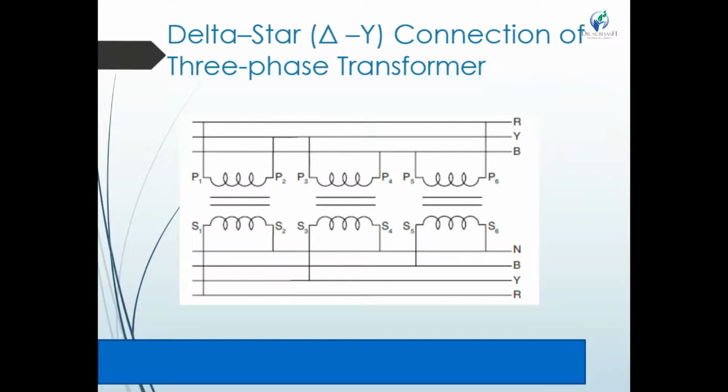The delta connection in the primary provides the path for third harmonic current. Due to the 30 degree angle shift, it is not possible to operate in parallel with delta-delta or star-star configuration. The ratio of secondary to primary voltage is root 3 times the transformation ratio of each transformer.